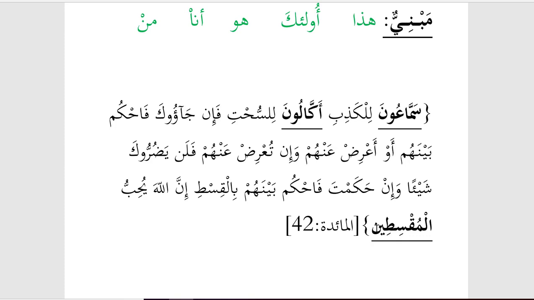So the way that we show preserved plurals or regular plurals, and this is important, is with waw noon or with ya noon. And if it's feminine, then we use alif ta. And that's always going to be alif and ta.